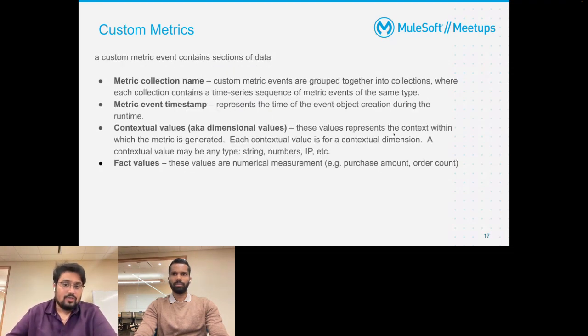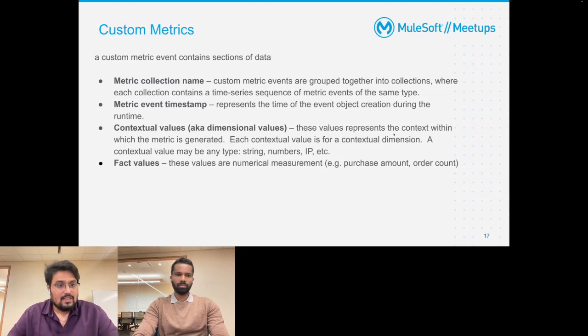These events are grouped together into collections. As we are discussing, these data will go and sit in your database. The metric names that we are initializing are grouped together into collections, and each collection will contain a series of events. All the data that we are pushing to the backend will be stored as a series of events. Whenever the event is triggered, that timestamp will be taken care of and stored in the backend. The next one is the metric timestamp, which represents the time of the event when the object is created. So the collection name and the event time are together stored in the backend DB.